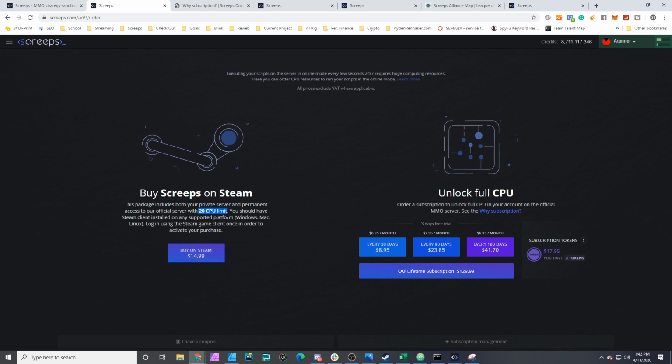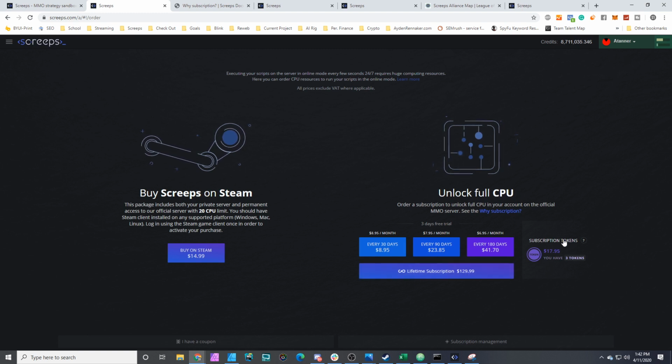And that gives you 20 CPU. And then if you want to play more competitively, you can unlock your full CPU. But this is more for later tier players or people who want to expand into more than about a dozen rooms or go fight other players. And there's different ways that you can pay. You can either pay on a subscription or buy a one-time lifetime subscription, which will last as long as the game's still running, and that's $130.